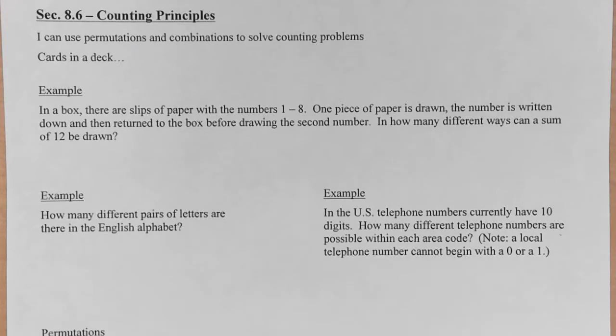Section 8.6, and we're going to be talking about counting principles. It's going to kind of lead us into probability, but we spend this first lesson just talking about how to count up things before we get to probability, which we need to both be able to count and then determine how many things can happen, so the probability of it happening.